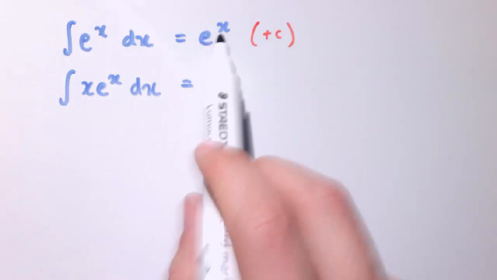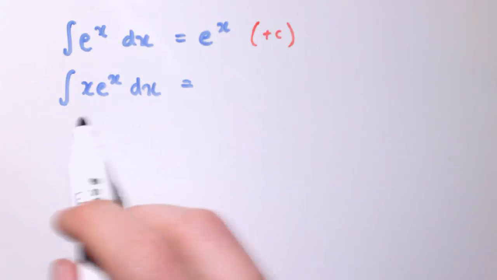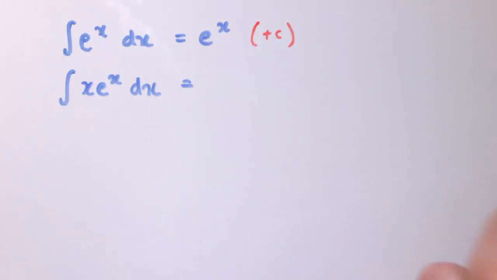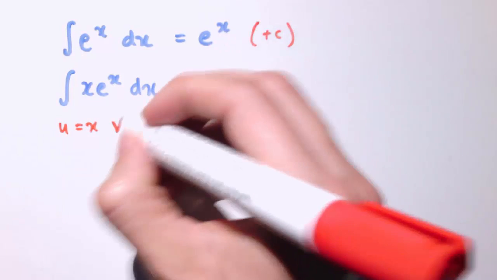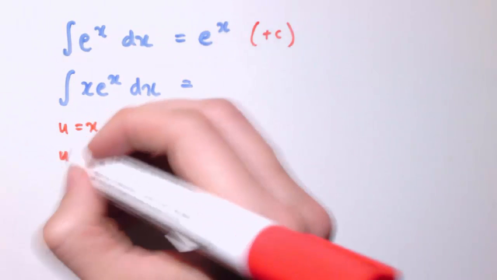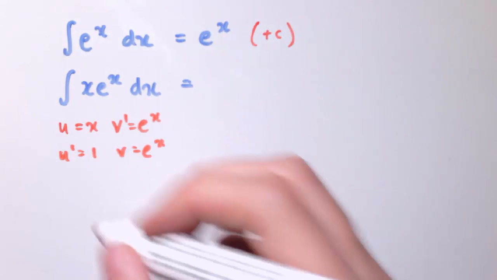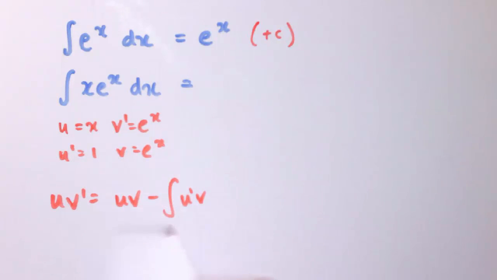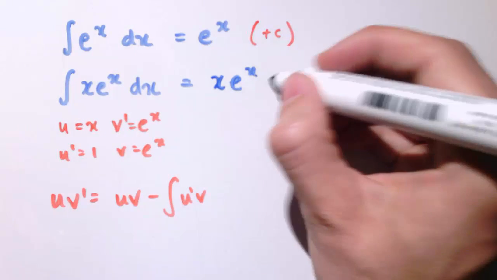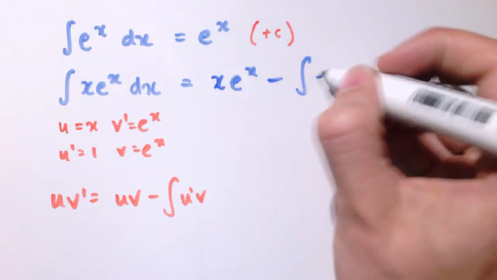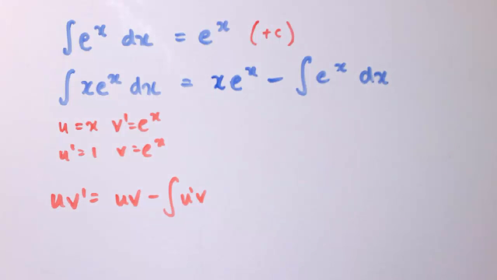e to the x just integrates to e to the x. If I wanted to do the integral of x times e to the x dx, that's an integral I would do by parts. I would say u equals x, v dashed is e to the x, u dashed is 1, and v equals e to the x. So applying the integration by parts formula, this integral becomes x times e to the x minus the integral of 1 times e to the x, so that's just the integral of e to the x dx.